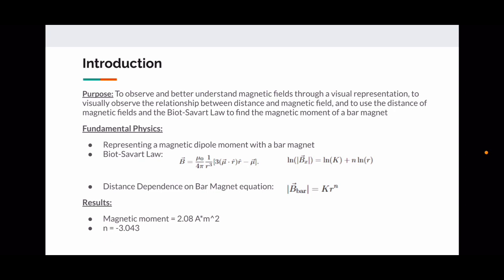The fundamental physics we're going to use: we're going to represent a bar magnet as a magnetic dipole moment. We're going to use the Biot-Savart law and this is the dependence on bar magnet equation shown there. The result of the lab is that the magnetic moment of the bar magnet is 2.08 amperes times meter squared, and that n equals negative 3.043.